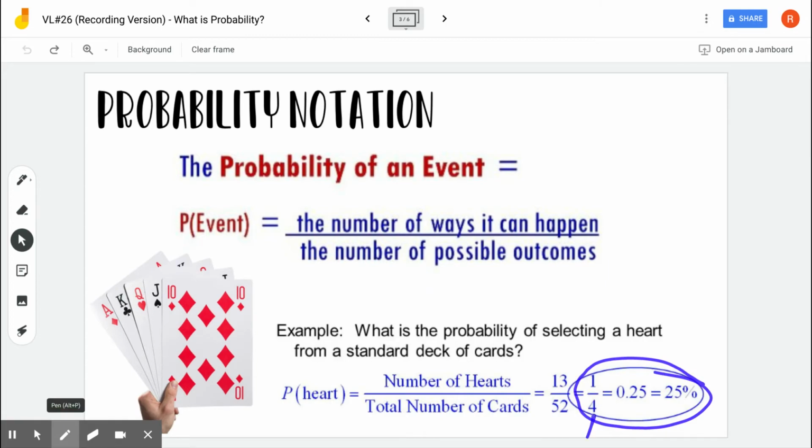You can talk about it like a fraction, a decimal, a percent. You can even use a verbal description to describe the probability, but more commonly we see it either as a fraction, decimal, or a percent.